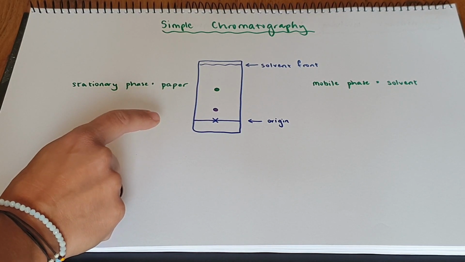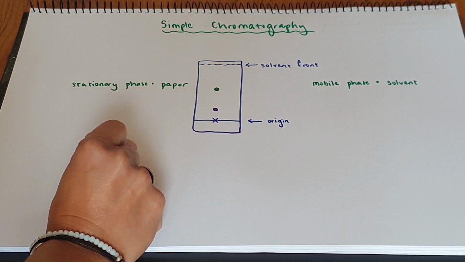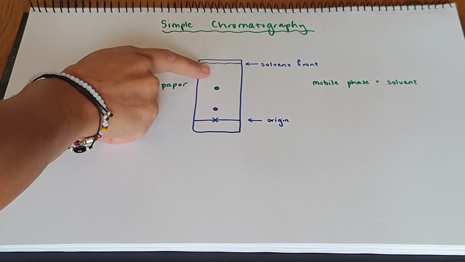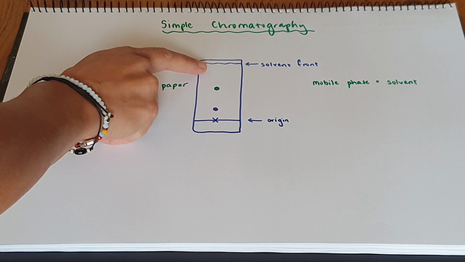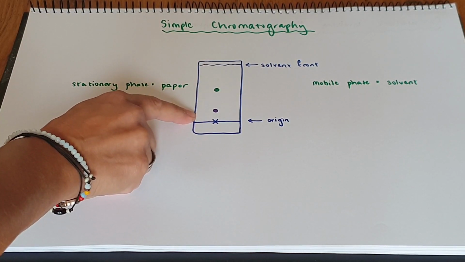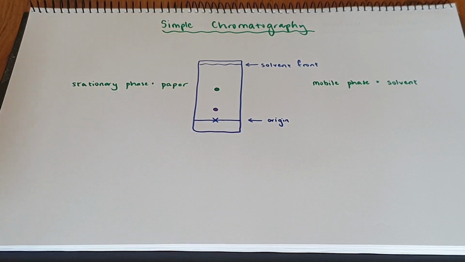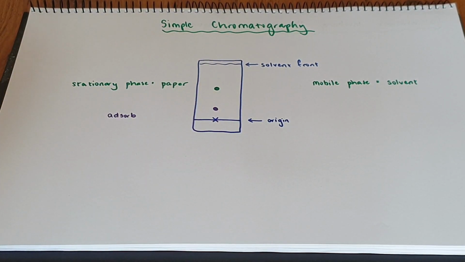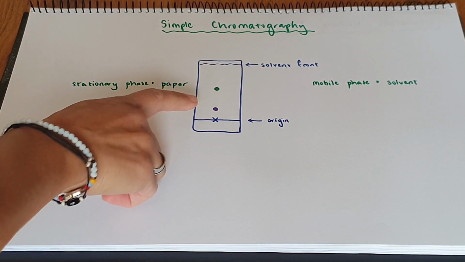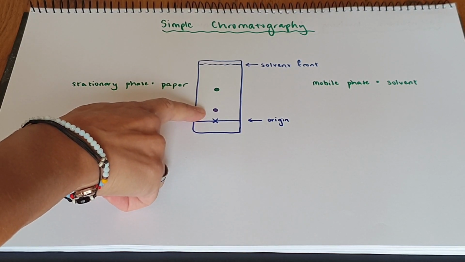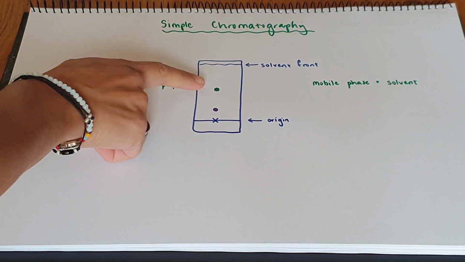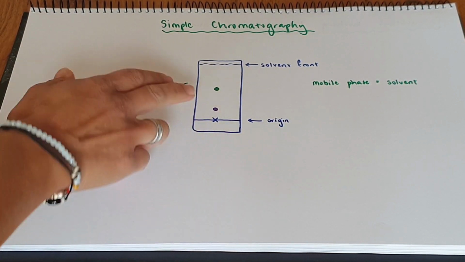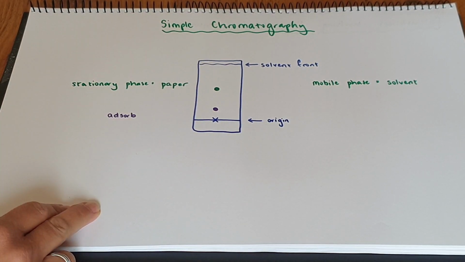So what does that mean about the attraction between those two colours with the paper, with the stationary phase? If something takes longer to travel through the chromatography setup, it means that it is more attracted to the stationary phase. And the word that we use is adsorb or adsorbed. Adsorb means to stick to. So the purple has adsorbed to the stationary phase more strongly than the green. Or we could say that the green has adsorbed less strongly to the stationary phase than the purple.